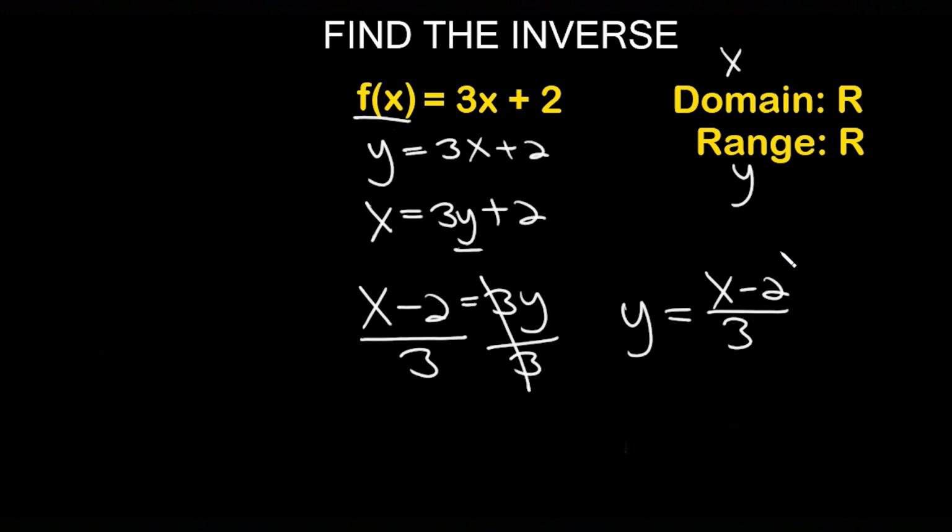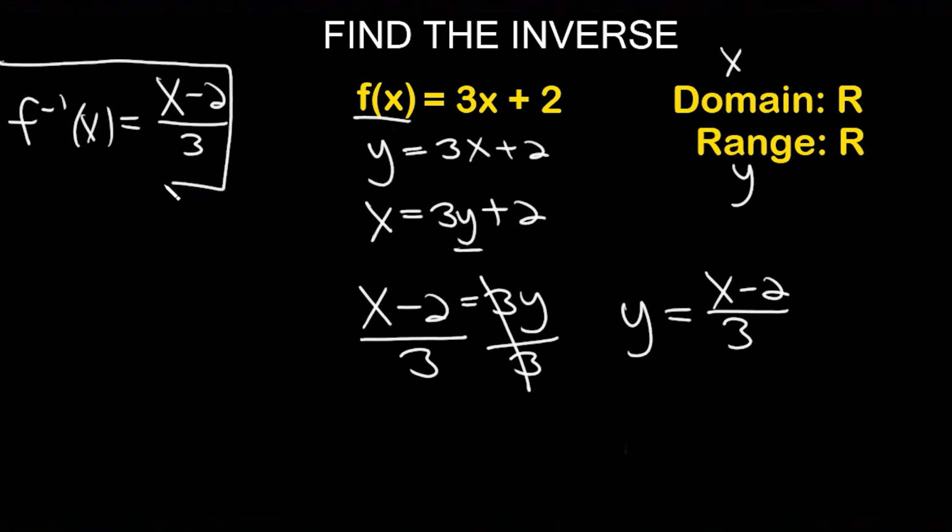I don't want to leave it as y equals. So putting it back in function notation, I'm going to say f inverse. So f inverse of x is equal to (x minus 2) all over 3. Okay, and that's done. So I'm going to go ahead and box that in. There is the inverse function, okay?